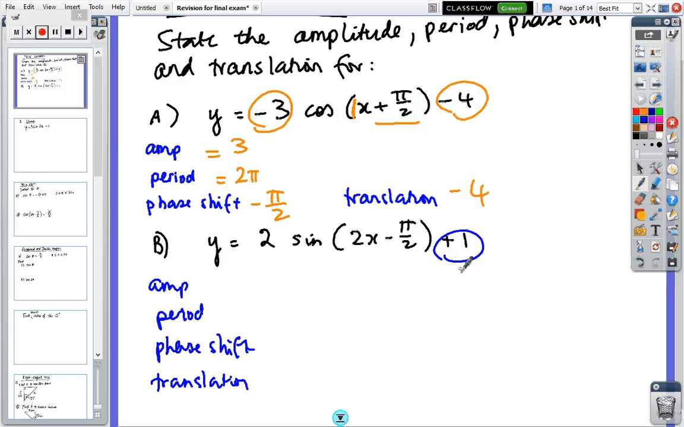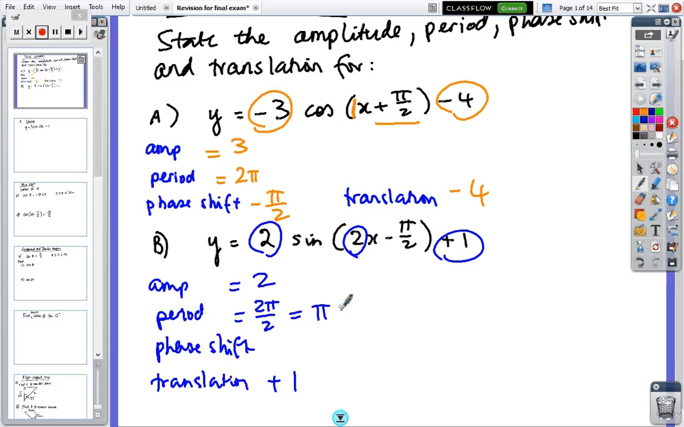Okay, we'll do the easy one. Translation is just +1. Amplitude is easy, that's just a 2. So I haven't changed the colour. Now, coefficient is 2, so the formula is 2 pi over n, so the period is pi.